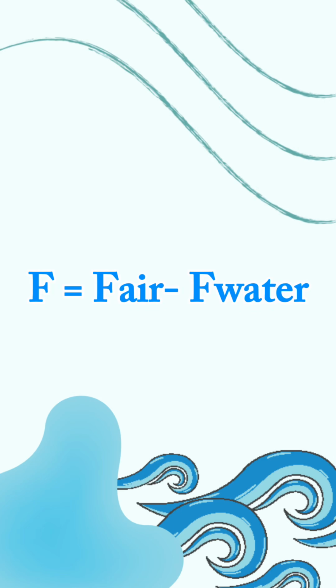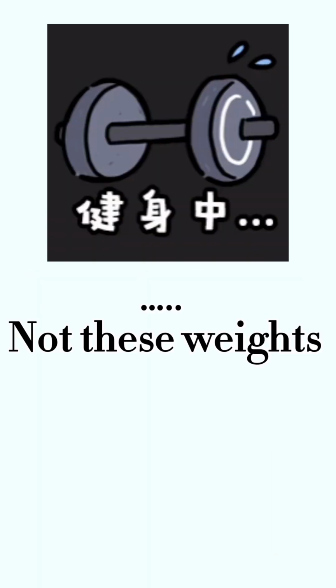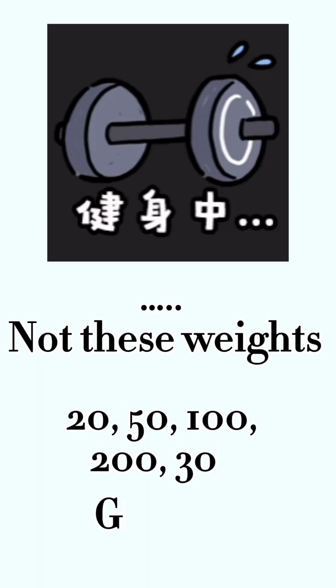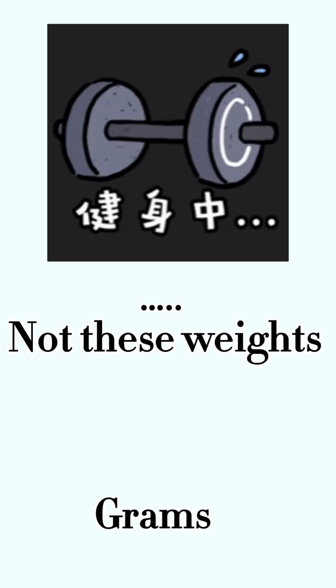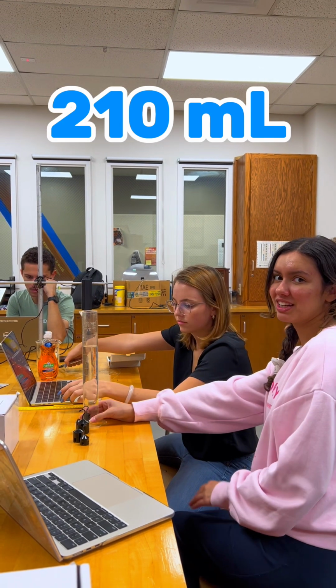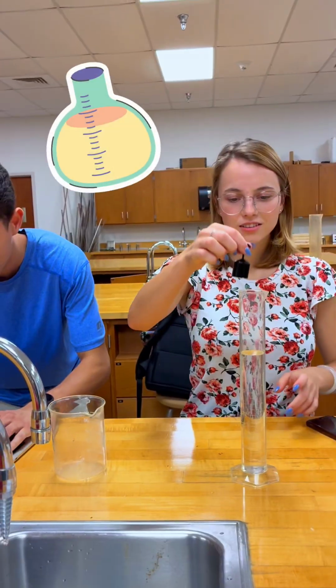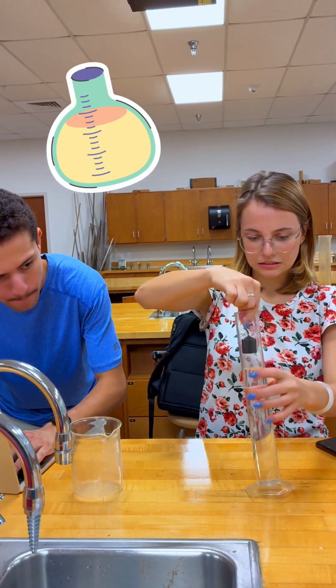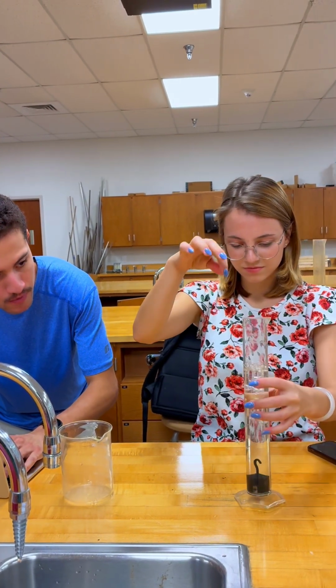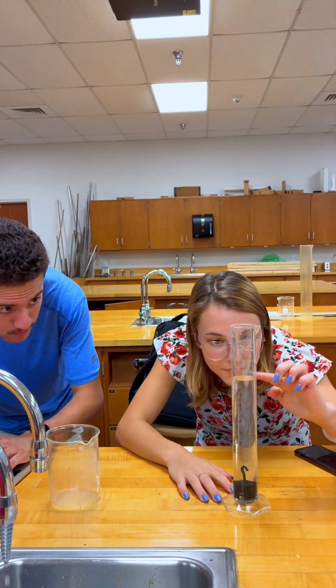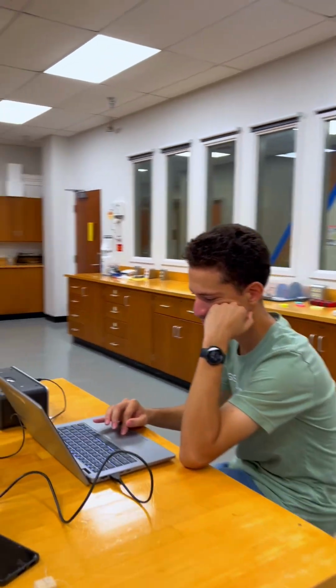For our next experiment, we sampled 5 different weights of masses 20, 50, 100, 200, and 300 grams, each of the same density. We collected 210 milliliters of water in a 250 milliliter graduated cylinder. We then put the weights in water one at a time and read the final volume on the graduated cylinder. Again, we calculated the buoyant force by subtracting the force from the air minus the force from the water.